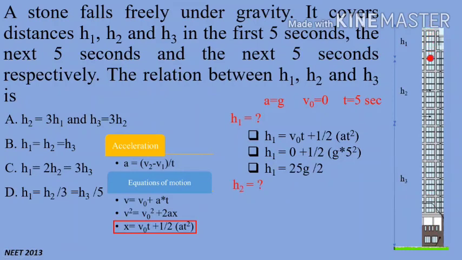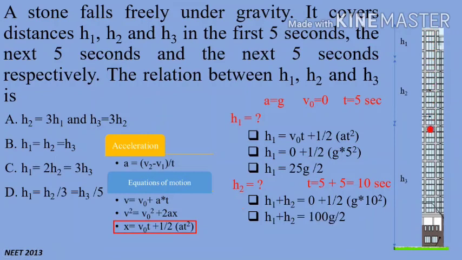For h2, now we can see the ball is traveling for 5 plus 5, 10 seconds. That means total time for this event will be equal to 10 seconds. Now putting this particular 10-second value in again the third equation of motion, we will get this equation, because again v0 initial velocity is 0, total time is 10 seconds and acceleration due to gravity is same again, that is g.